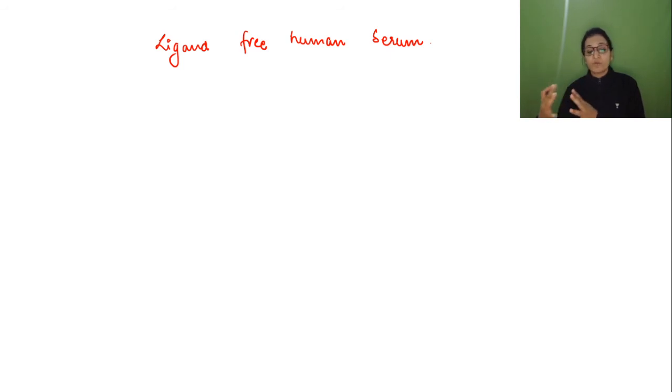Now talking about ligand-free human serum. It is prepared by treating the human serum with charcoal. It can also be prepared by collecting the serum from volunteers in whom the production of that ligand or hormone has been inhibited by treatment with an appropriate drug. So that is also one of the things.